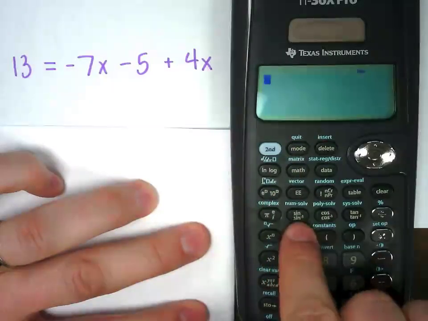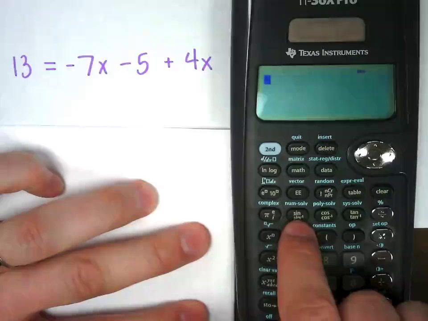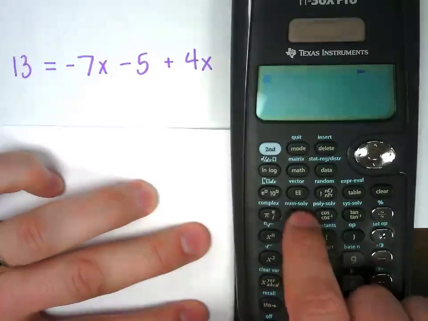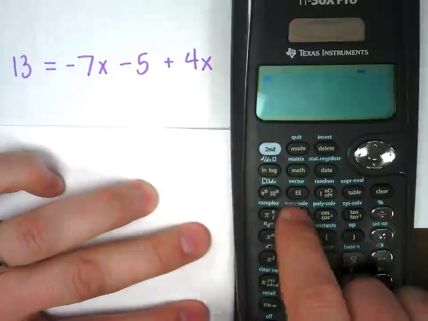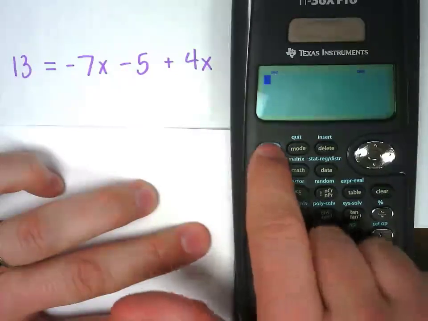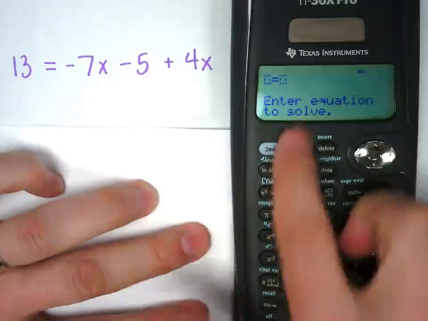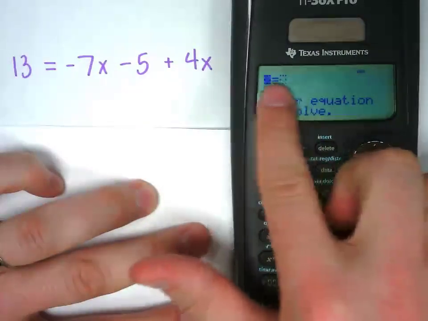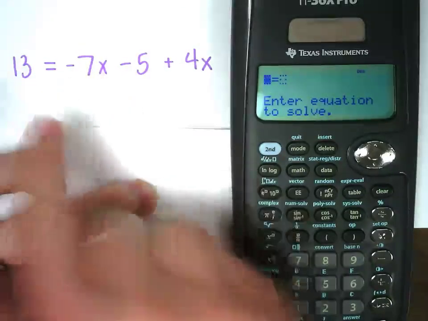There's another button here called numsolve. It says right there, numsolve. It's where it says sin. Obviously, it says sin as well, but in the math world, that is sine. So we're going to press second, and then we're going to press numsolve. Once we press that, notice what comes up: an equal sign, and we have two different sides here.